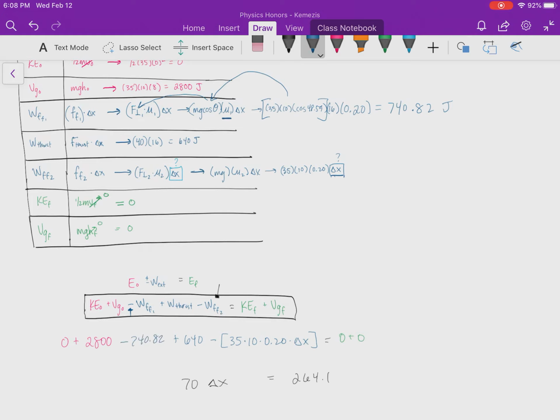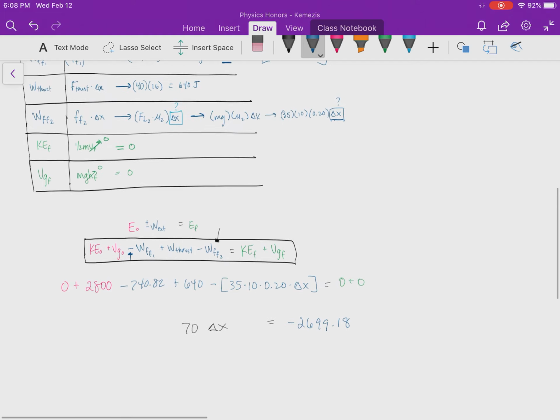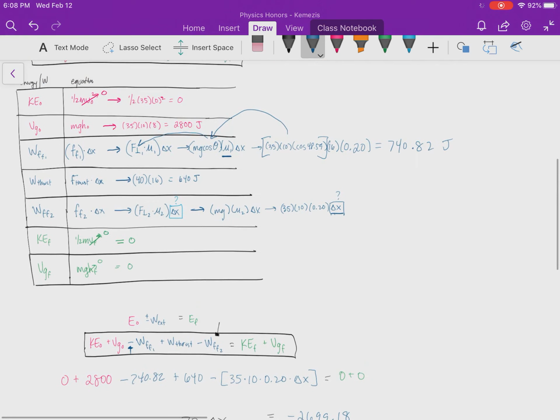740.82. Okay, so that minus 740.82 plus 64. Cool. I'm going to get a negative. Okay, nice. Negative 2699.18. Again, because it was positive on the left side, when I move it over to the right side, it becomes negative. And then divided by 70. Now I'm getting 38. Uh-oh. Something else is going on with the numbers here. Let's just double check. Oh, duh, that's 0.3. I found mu, but I used the wrong mu.